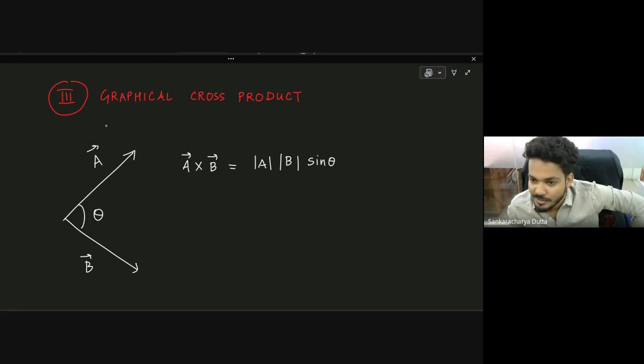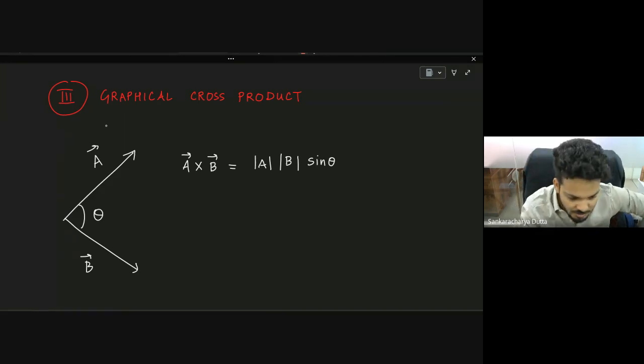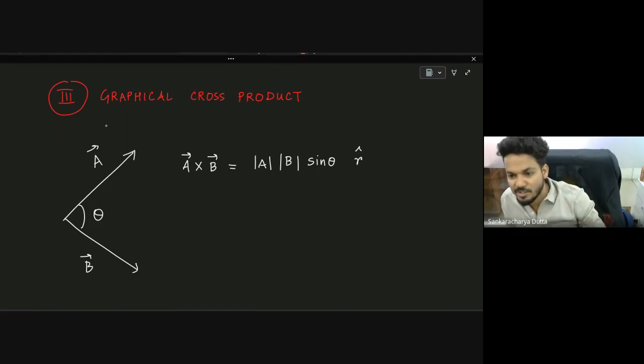Do sine of theta. And doing sine theta is not a big issue. Taking the magnitudes of A and B is not a big issue. The issue is this: finding out the R cap. R cap is any general direction where the answer is going to form.